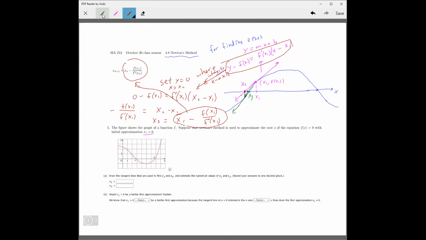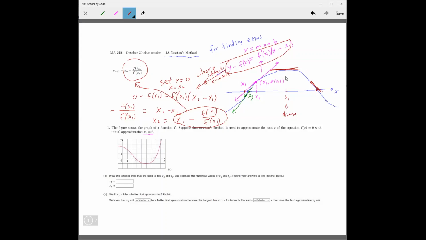Okay, so some comments about this. If you start with a point over here, then you're going to converge to this 0 here. Okay, if you start with this point right here at the top, you have a horizontal tangent, then that's just going to diverge. Okay, so if you start with this point, it's going to diverge.